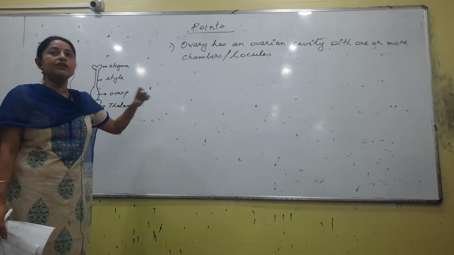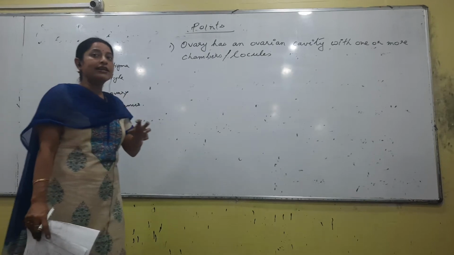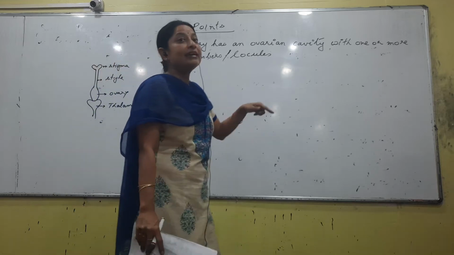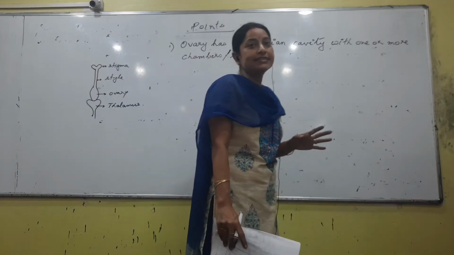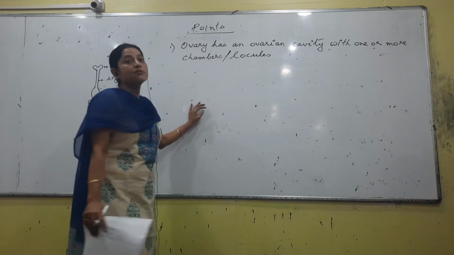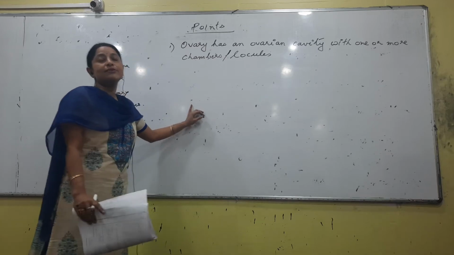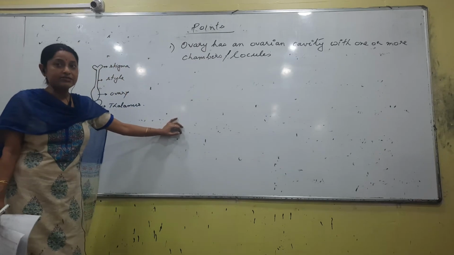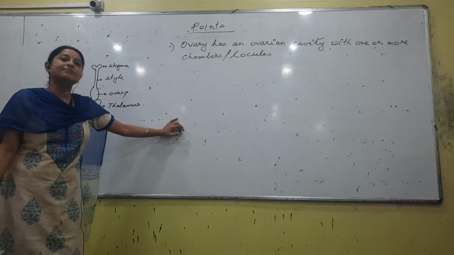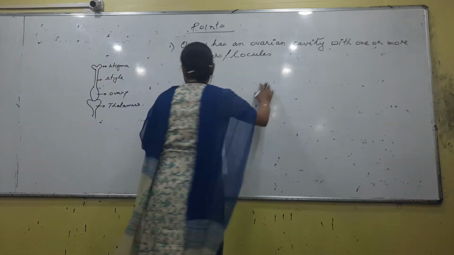Because inside the ovary, what you find is the ovules. Where will you find the ovules? On the placenta, and that study is called placentation, right? And if you remember from the placentation point of view, which placentation is supposed to be the most advanced placentation? Basal placentation is the most advanced placentation.